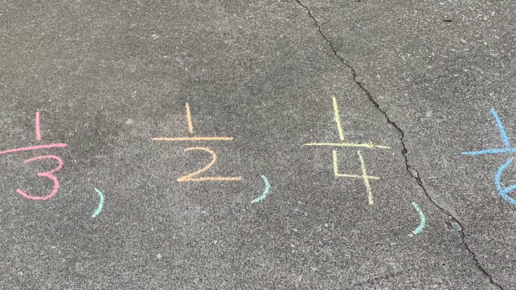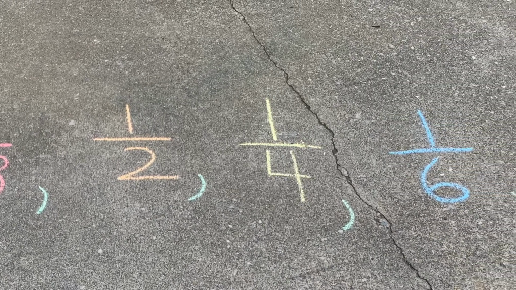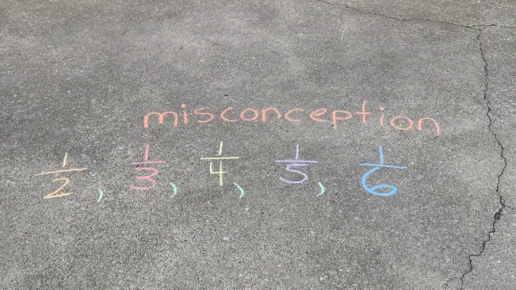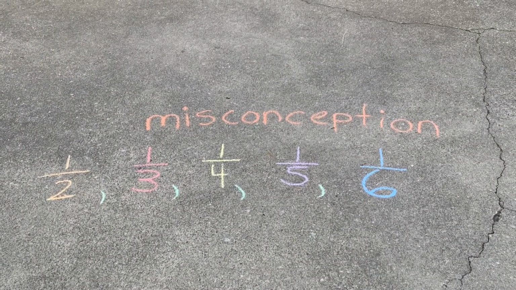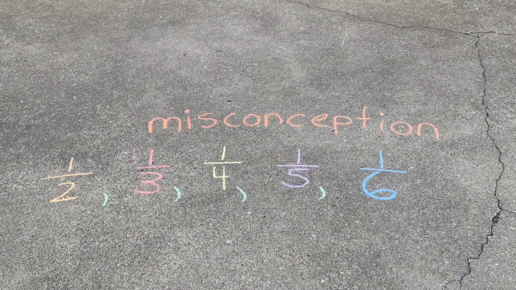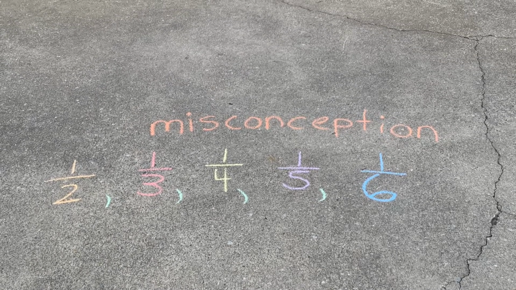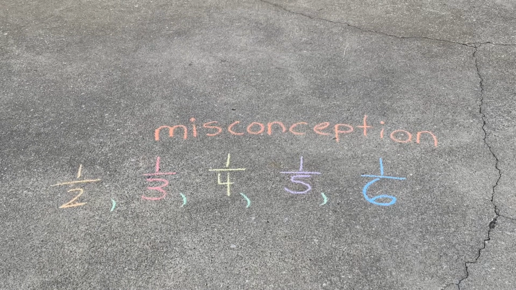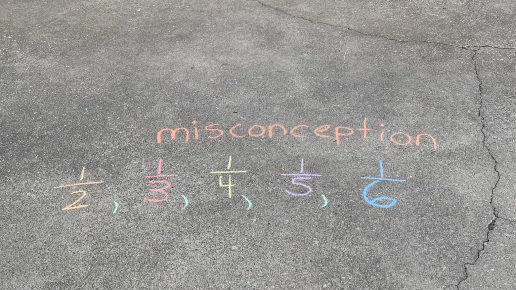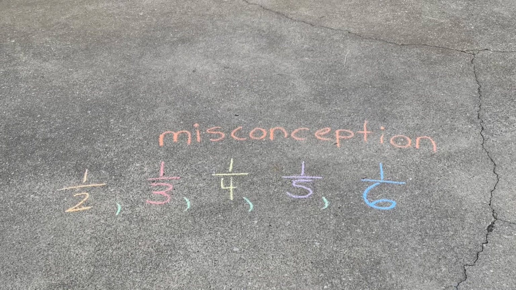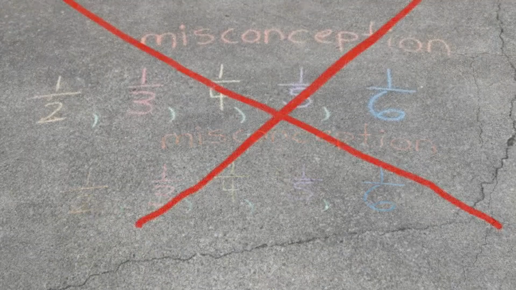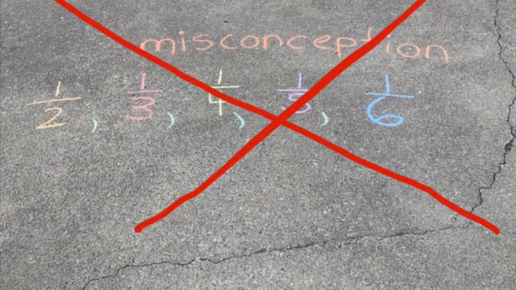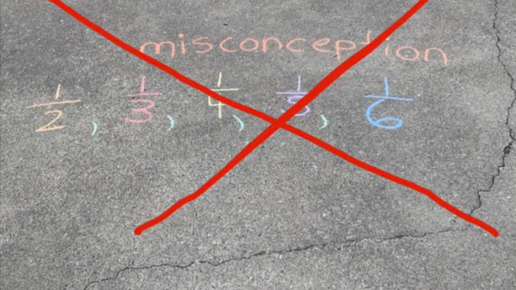Now, what most people tend to do is they look at the denominator, the bottom number, and they say, oh, 2 is the smallest number, so half must be the smallest. And then they keep going in that order. Well, then 3, 4, 5, and 6. So least to greatest must be 1/2, 1/3, 1/4, 1/5, and 1/6. But this is a misconception. A misconception means a view that is wrong because you're using what you know about whole numbers.